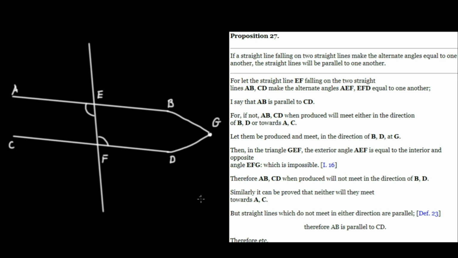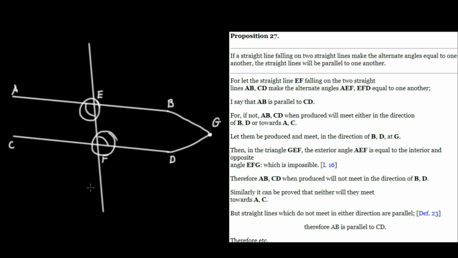Then we're going to think about the triangle GEF. So it's a weird looking diagram, but it doesn't matter. Then in the triangle GEF, the exterior angle AEF, notice that AEF is an exterior angle in that triangle, is equal to the interior and opposite angle EFG. That was a given. These two angles are equal.